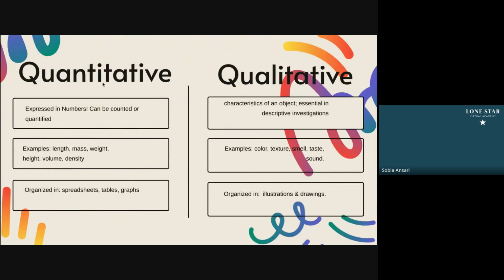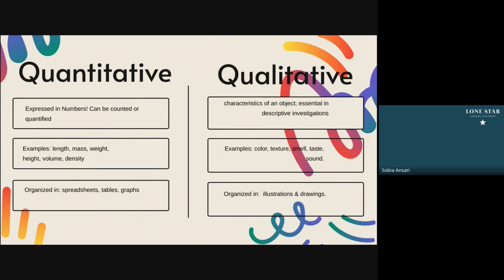Then we have our two types of data, quantitative and qualitative. Quantitative, again, is going to be expressed in numbers. This is something that can be counted or quantified. Examples of this would be length, mass, weight, height, volume, density, anything that you can put a number to, right? And so it is also very easy to organize these in tables, graphs, and spreadsheets.